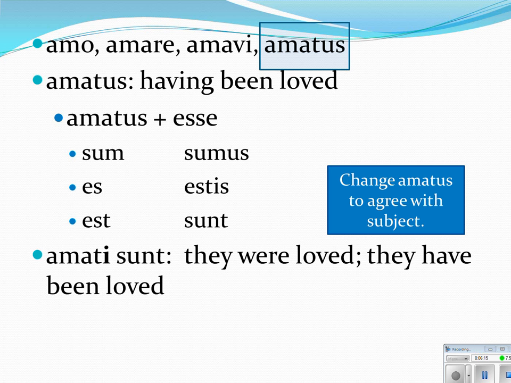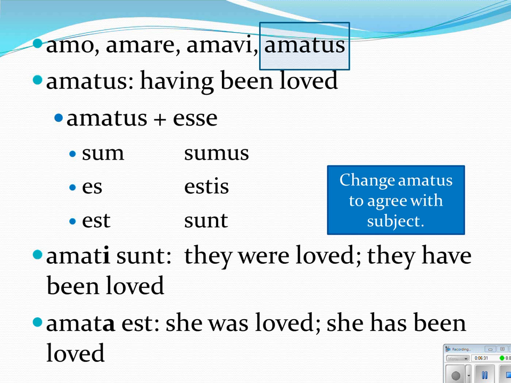So here's an example of a plural. Amati sunt means they were loved, they have been loved. The sunt tells us they. Because it's plural, we have to make amatus plural to amati. Amata est is singular and feminine, so we know the subject is a she. She was loved, she has been loved. So amata est, you have to change amatus to agree with the subject, amata.